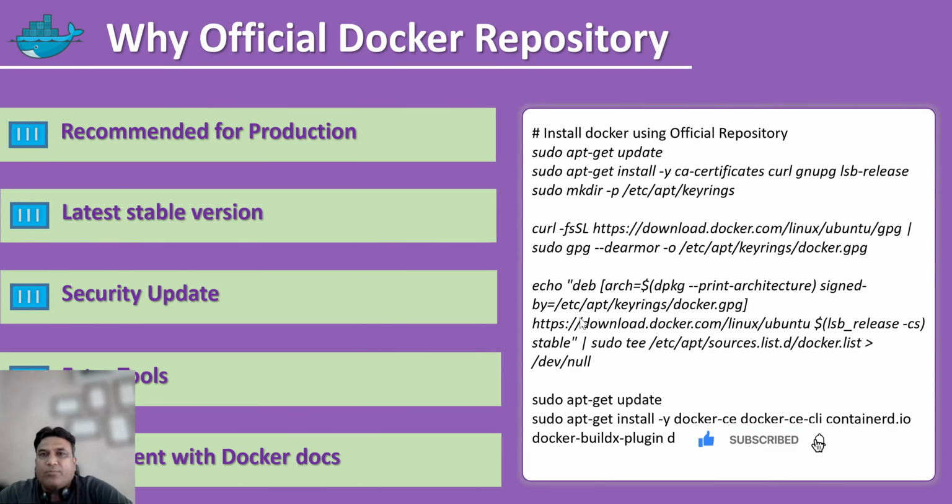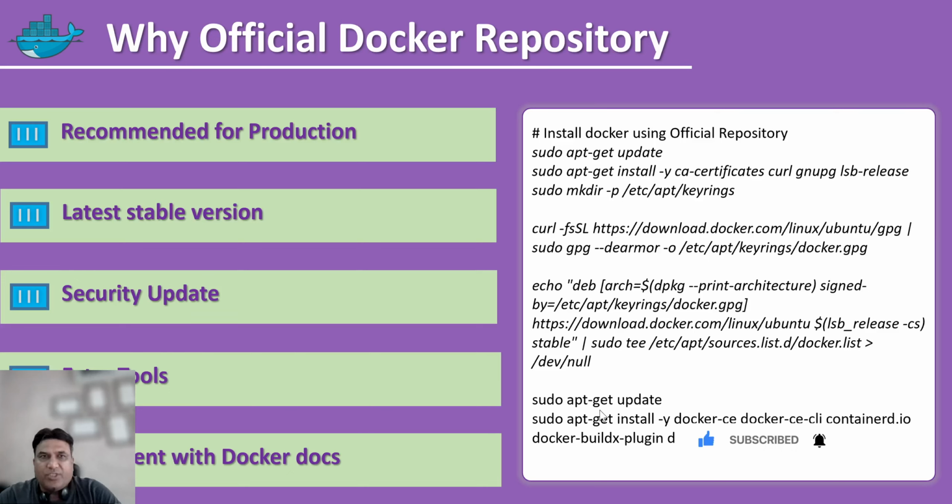Then you can get your operating system version string, architecture and all this stuff, and then you can download the Docker for Ubuntu and your release version. And then you can also run sudo apt-get update, and then you can install the Docker CE version, Docker CE CLI, containerd.io, and the extra plugins that you want.